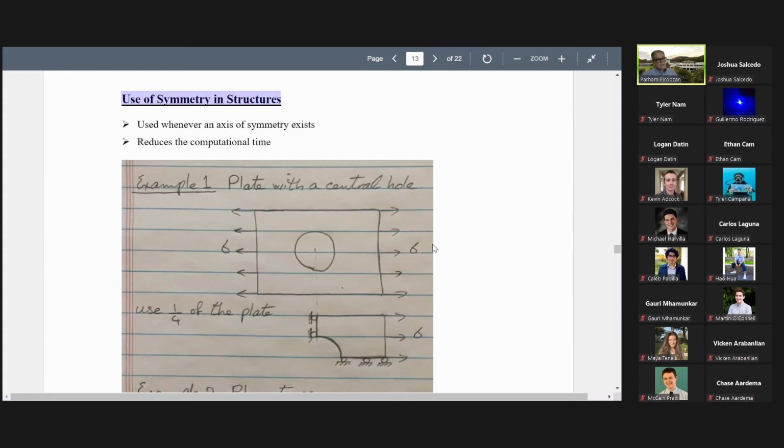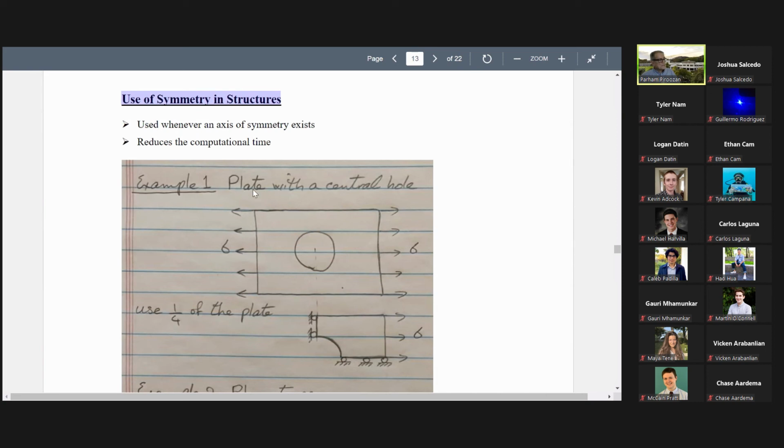Always look for symmetry in structures. They are aesthetically better. They look better to a viewer when a structure is symmetric, and also in computations in finite element analysis, pay attention to this. It reduces the number of computations and also memory usage.